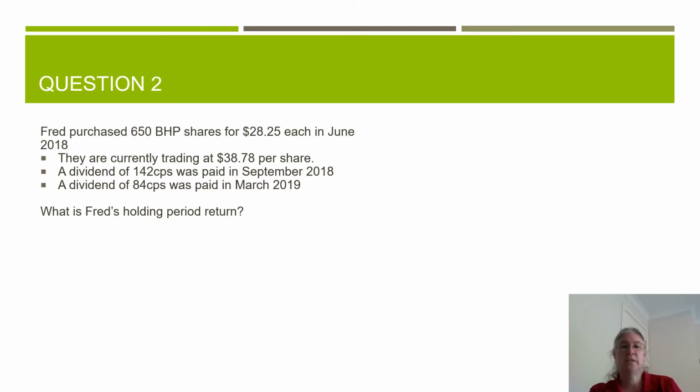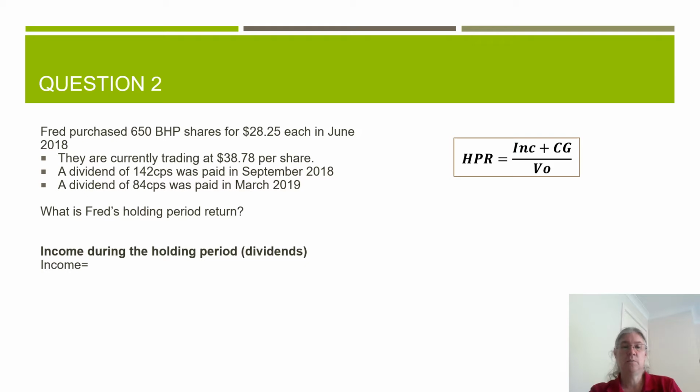Now Fred's received a dividend of 142 cents per share in September 2018 and a dividend of 84 cents per share, which was paid in March 2019. Those two are our incomes. So what is Fred's holding period return? We need to know the income, the capital gain, and the investment at the beginning.